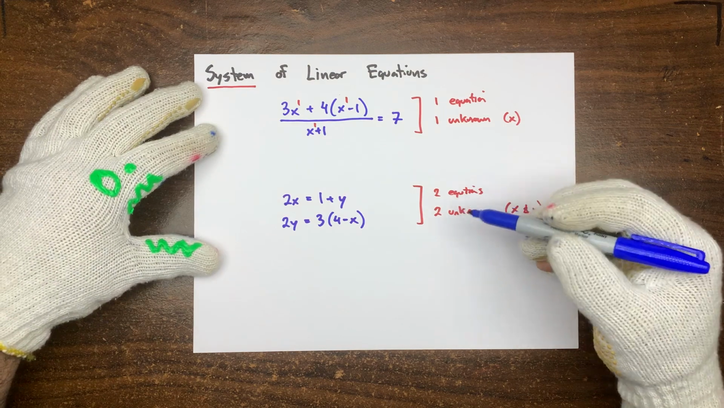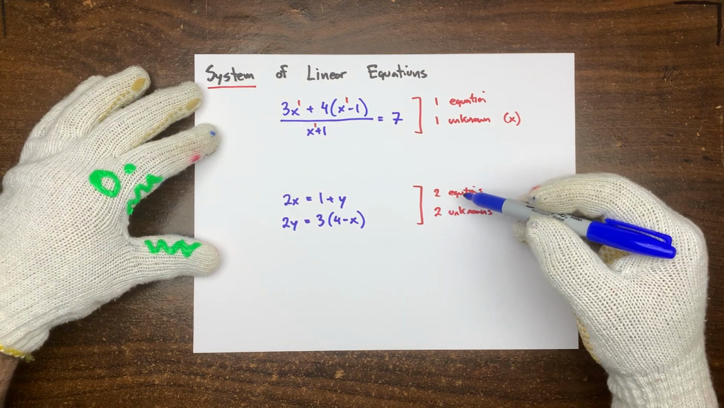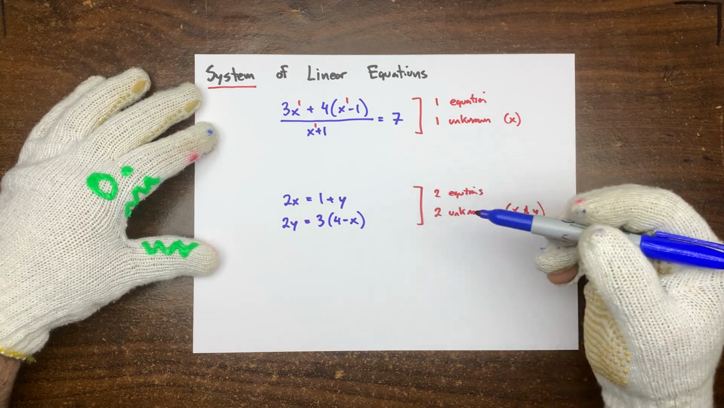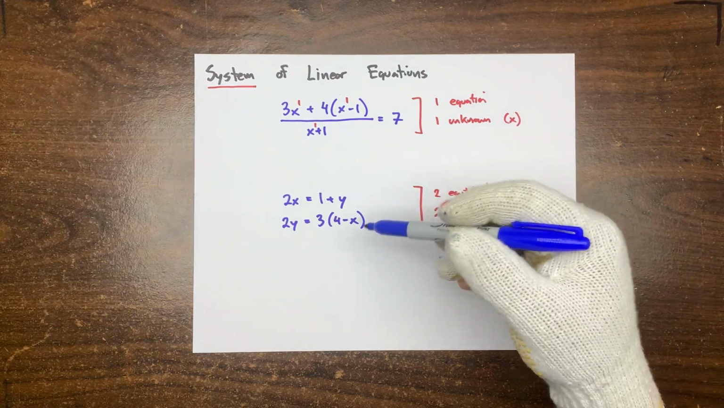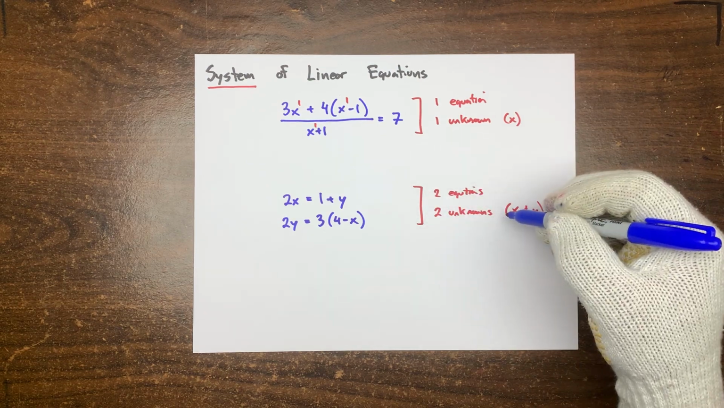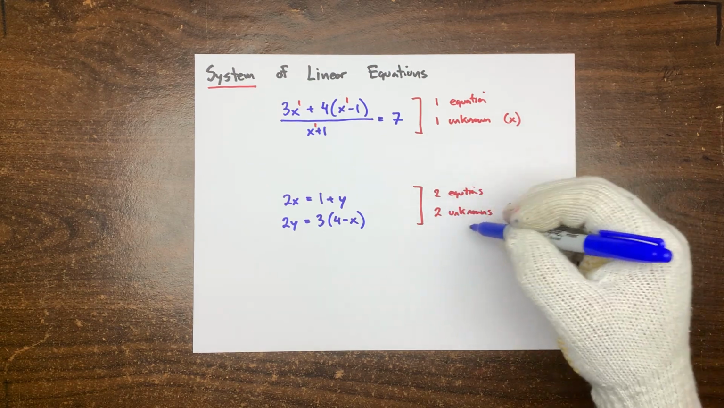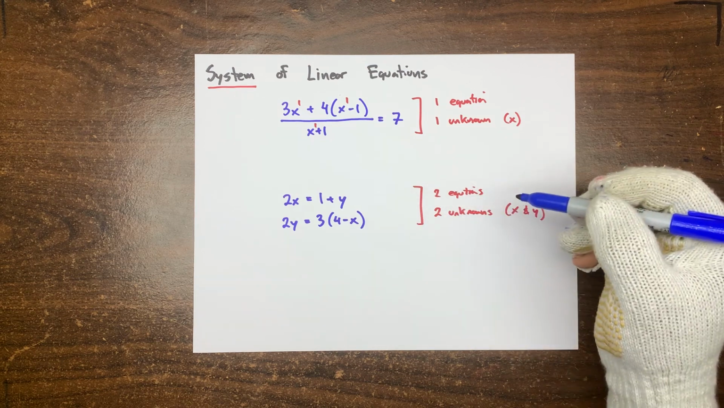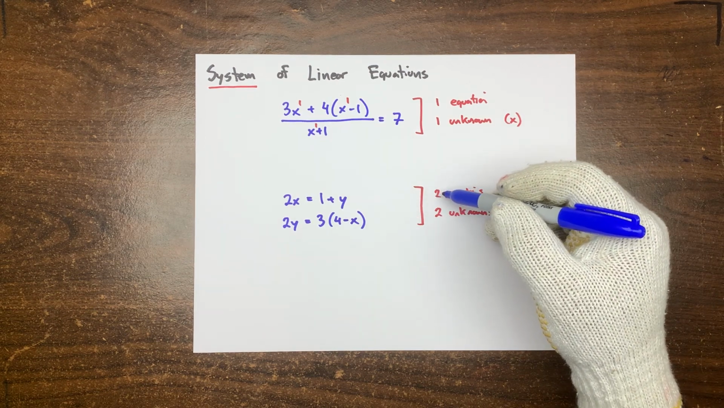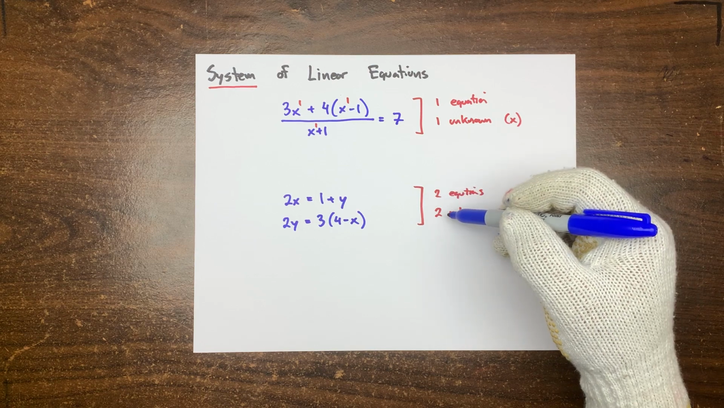I always need to have the same number of equations as unknowns to be able to solve this. If I have more unknowns than equations, then I can't solve it because I don't have enough equations to bound the solution. And if I have too many equations over unknowns, then it becomes over restricted. So in this course, we'll always have the same number of equations as unknowns.